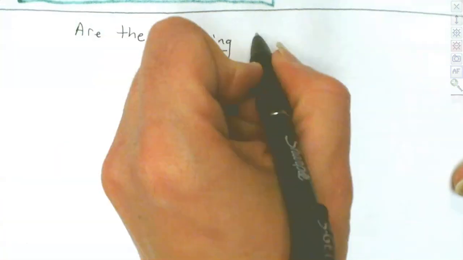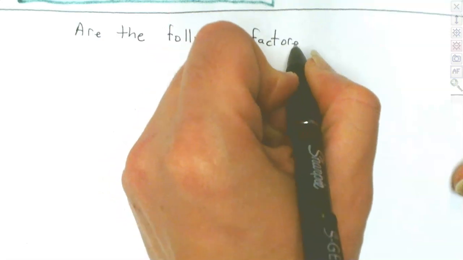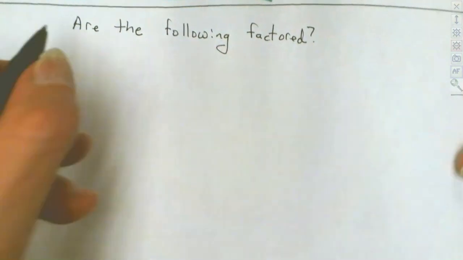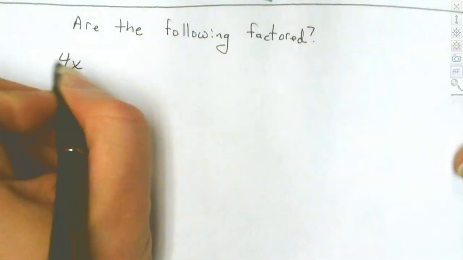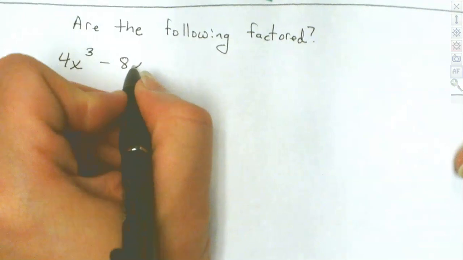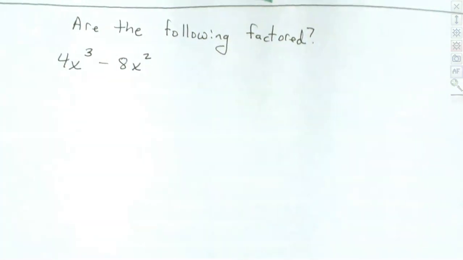And this is still 5.1. So we're going to look and see if these are factored. And if they're not factored, then we'll factor out what's in common. Now, factored means we cannot take anything out. So factoring means it's already done. Has this been factored? No, this has not been factored.